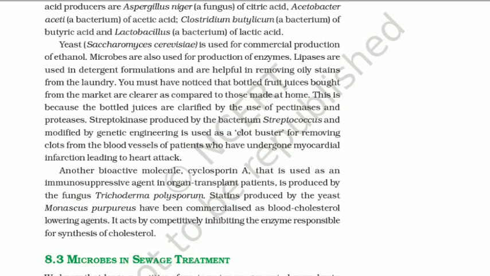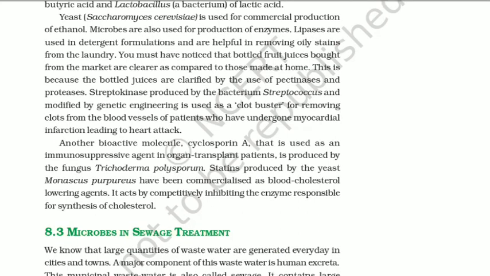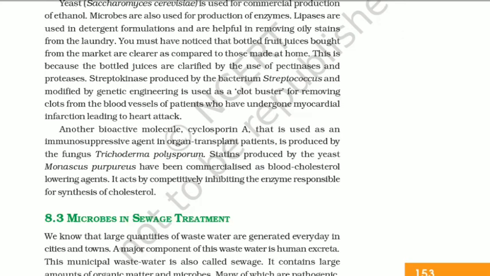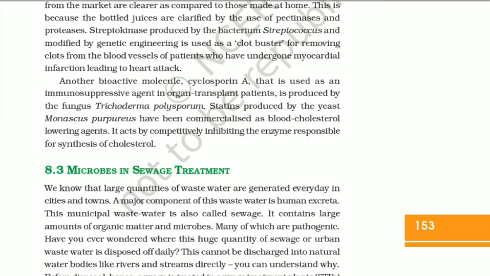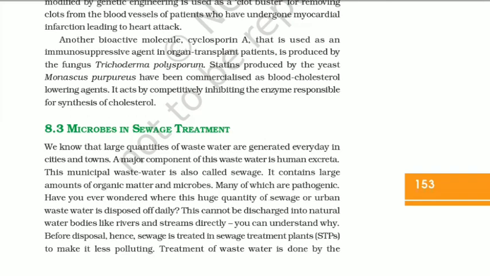Streptokinase produced by the bacterium Streptococcus and modified by genetic engineering is used as a clot buster for removing clots from the blood vessels of patients who have undergone myocardial infarction leading to heart attack. Another bioactive molecule, cyclosporin A, used as an immunosuppressive agent in organ transplant patients, is produced by the fungus Trichoderma polysporum. Statins produced by the yeast Monascus purpureus have been commercialized as blood cholesterol lowering agents. It acts by competitively inhibiting the enzyme responsible for synthesis of cholesterol.